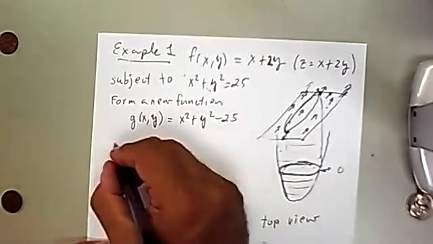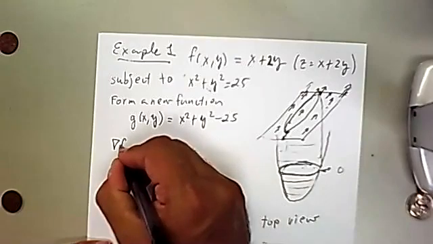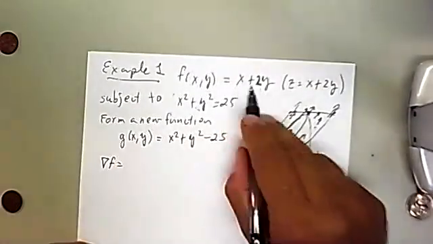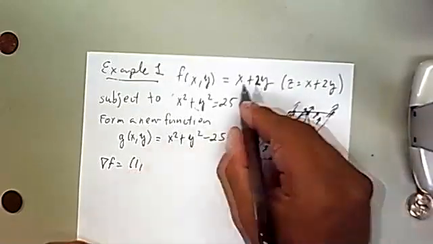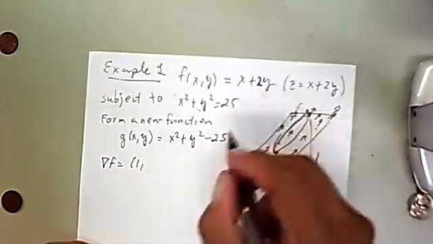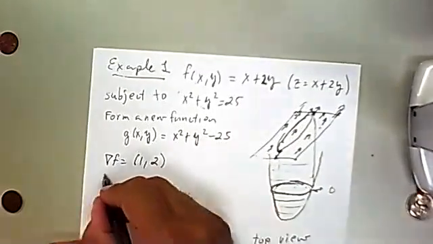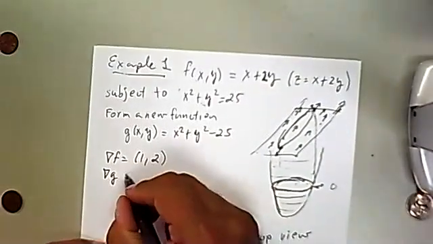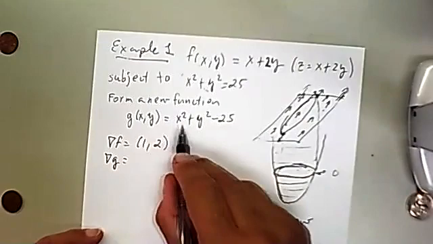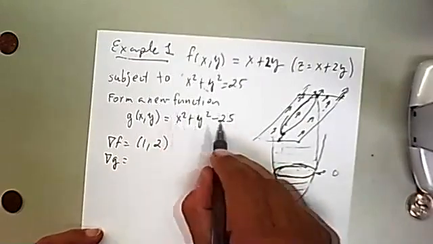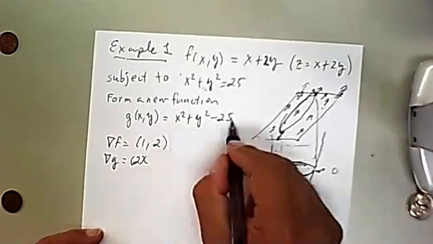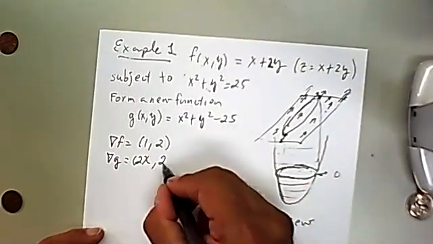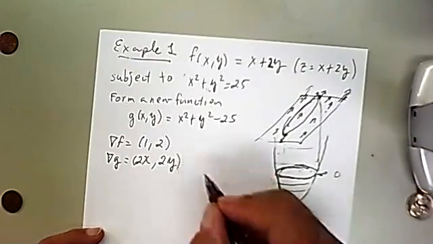This is the method. Find the gradient of f. The gradient is very simple. The derivative with respect to x will be 1. The derivative of the same whole thing with respect to y will be 2. Find the gradient of g. The gradient of g will be the derivative with respect to x, 2x, and the derivative with respect to y, 2y. And that's it.